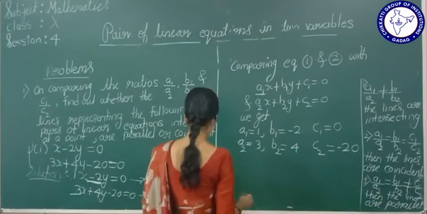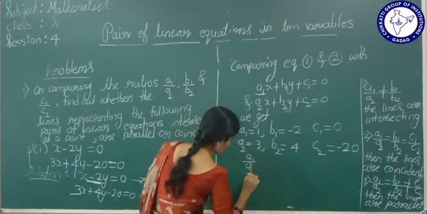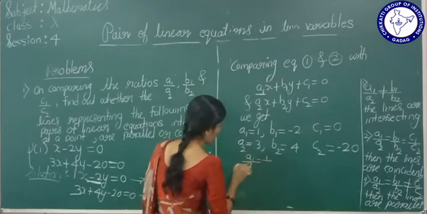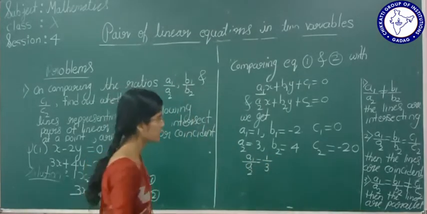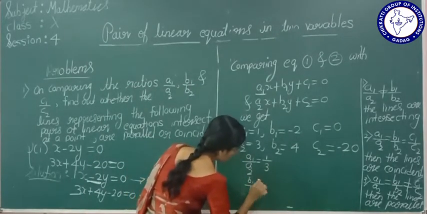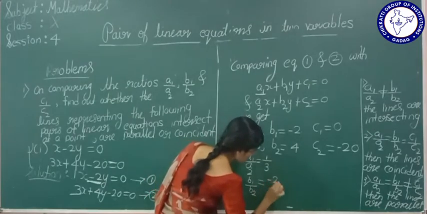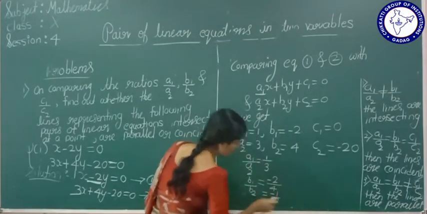Now we will compare here the ratio. What is a1 by a2? a1 is 1 divided by a2 is 3. a1 by a2 we got 1 by 3. We will see what is b1 by b2. b1 by b2 is minus 2 divided by 4. It is minus 1 by 2.